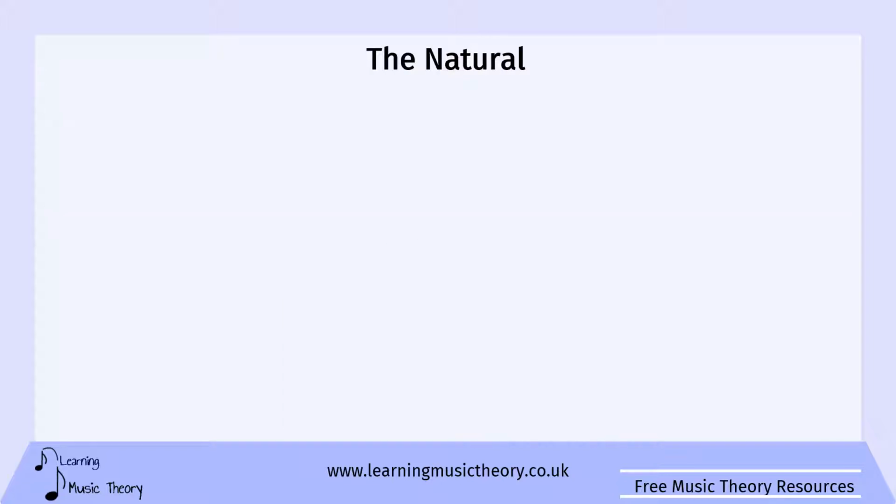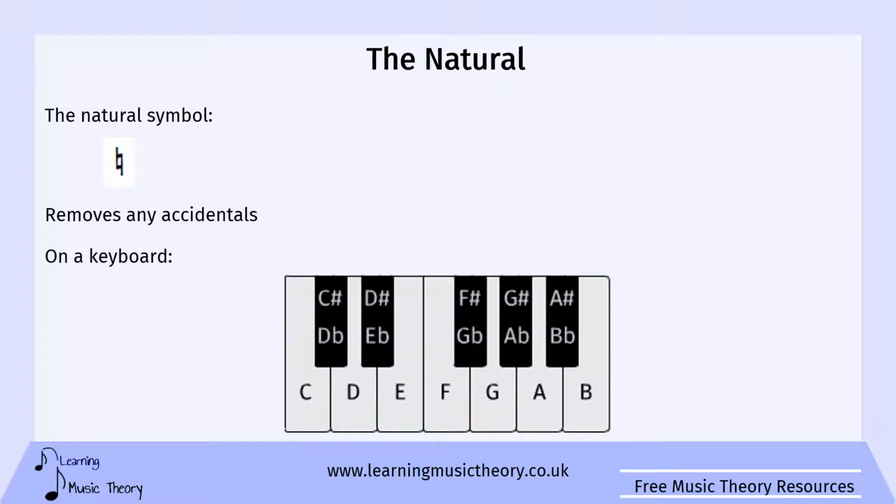The final symbol is a natural symbol. It looks like this, and it removes any accidentals that are in place. Again, let's visualize this on a keyboard. Naturals only apply to notes which are already sharpened or flattened, as they remove these accidentals.